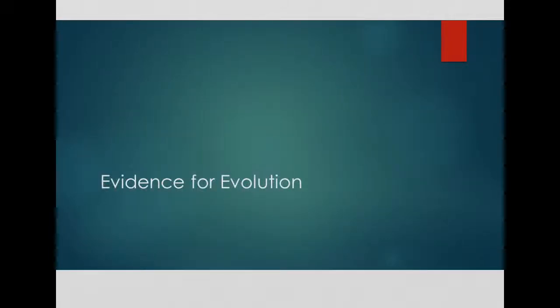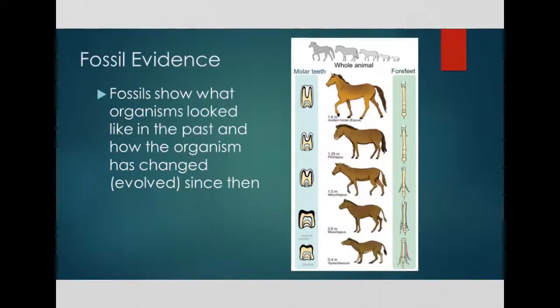In this video, I'm going to briefly discuss some of the evidence there is for evolution. One big piece of evidence is fossil evidence, of course, looking at organisms that have lived in the past. Fossils show what organisms looked like in the past, and how the past organism has changed or evolved since that time. And so, while the fossil record is incomplete, meaning we don't have the fossil of every organism that ever lived, we do have pieces of that fossil record, and we can piece together the order in which things happened and the changes that occurred.